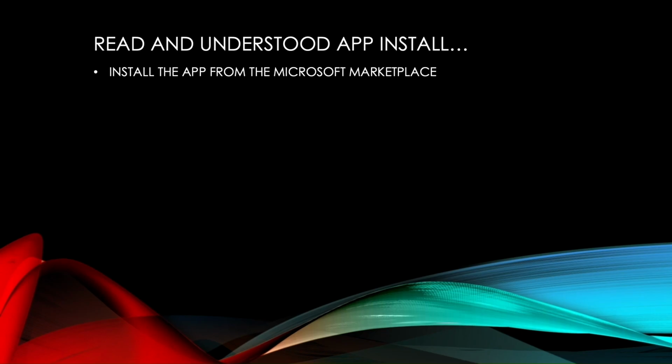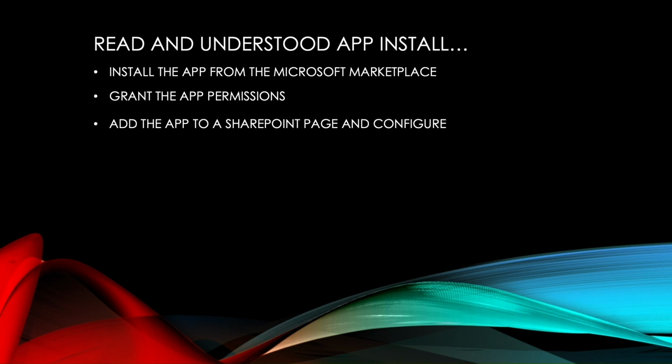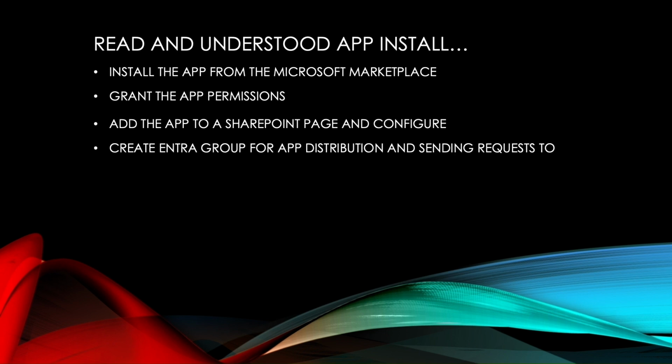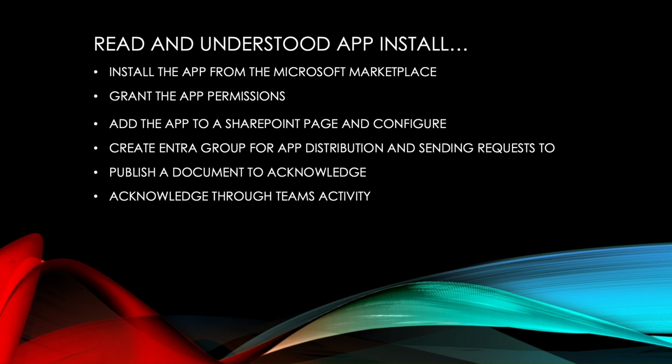This video will take you through the process of installing Read and Understood from the Microsoft Marketplace, granting the app permissions, adding the app to a SharePoint page and configuring it, creating an Entra Group to install the Acknowledge Teams app and use it to send an acknowledgement request, publishing a document for acknowledgement, acknowledging the document through a Teams activity request, and finally, viewing the acknowledgement report.